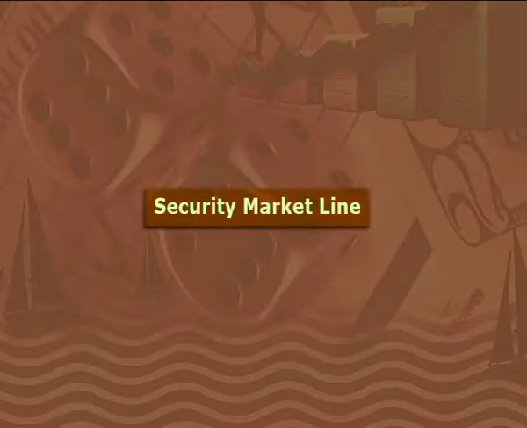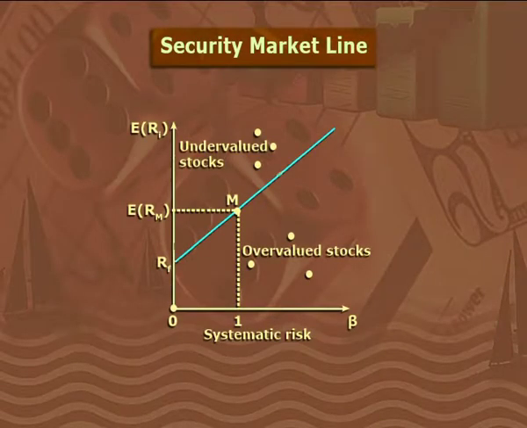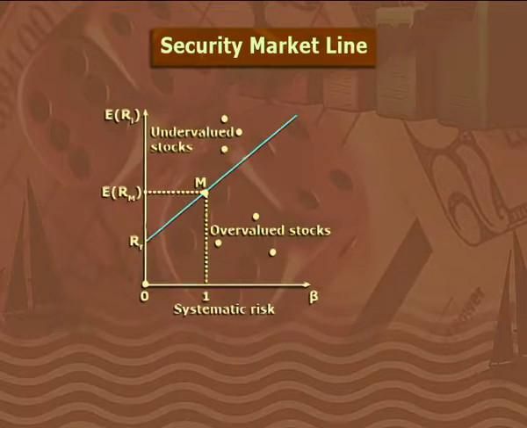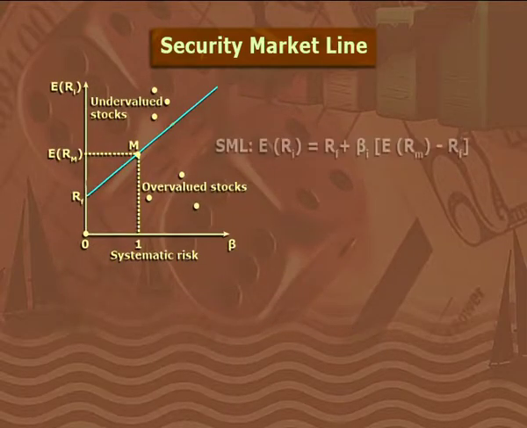Let's understand what the security market line is. The security market line is the representation of the capital asset pricing model. It displays the expected rate of return of an individual security as a function of systematic, non-diversifiable risk. The y-intercept of the security market line is equal to the risk-free interest rate. The slope of the security market line is equal to the market risk premium and reflects the risk-return trade-off at a given time.